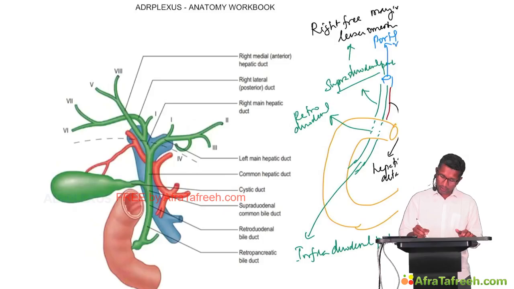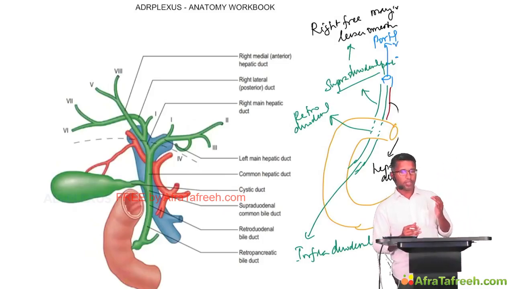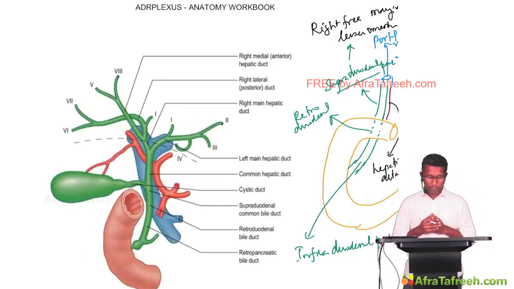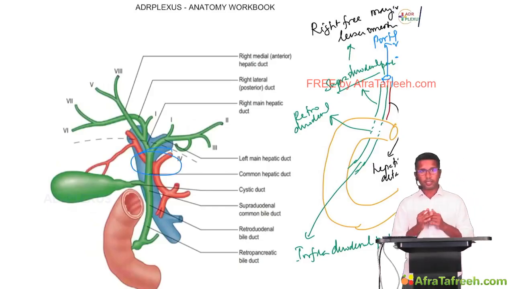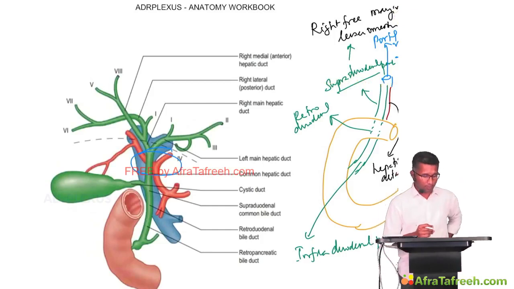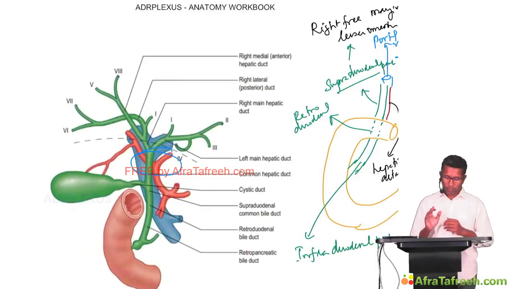So these 3 structures run in the right free margin of the lesser omentum. When you talk about the bile duct, the supraduodenal part of the bile duct is related to these 3 structures, and these 3 structures run in the right free margin of the lesser omentum, guys. Okay, I hope you are clear with this.